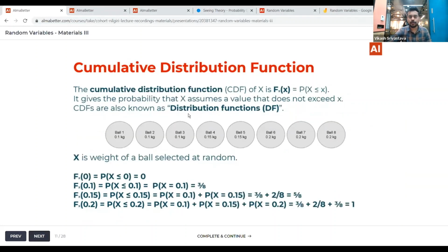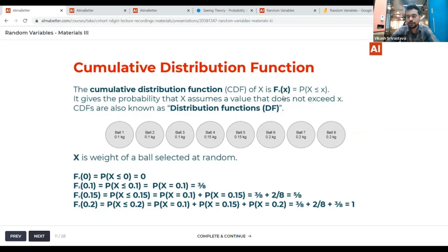So now let's talk about the cumulative distribution function, right? This is again really important. The cumulative distribution function, CDF, of x, capital F subscript capital X of small x, is defined as the probability of capital X less than or equal to small x, right?